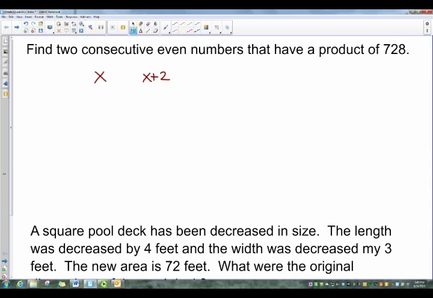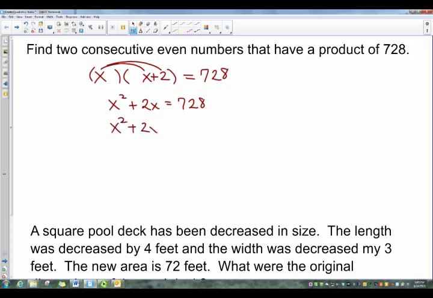Now it talks about product. Product means we're multiplying. So I'm taking those two things, I'm going to multiply them together, and the product is 728. So I multiply them together, I get 728. All right, now I solve this. So I'm going to distribute through here. So I have x squared, x times 2 is 2x, equals 728. All right, now we work through to see if I can figure out what this is. Well, anytime I have a quadratic, I want to set one side to equal 0 and then factor. So I'm going to look at this in factoring.